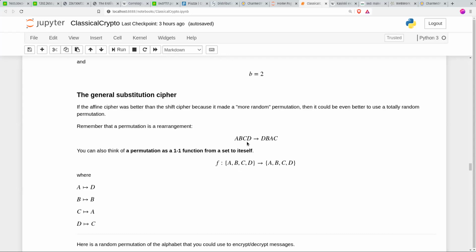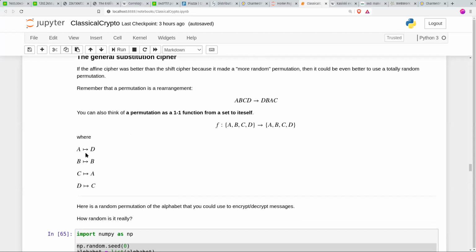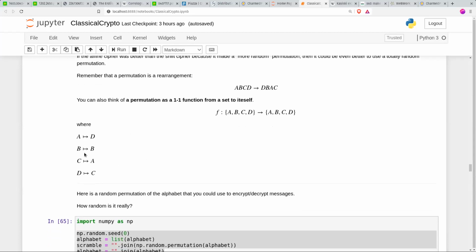You can always write it as a rearrangement, but what you're doing is saying that A corresponds to D, et cetera. You're giving a one-to-one correspondence between the set and itself. So here, the same permutation is written as a function, and this shows you where the characters go.